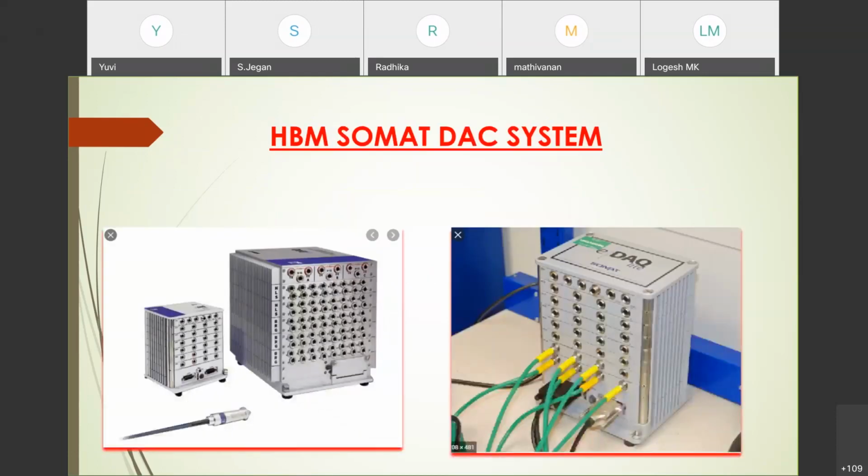So this is the DAC system we use for RLDA, which is the HBM SoMat DAC system. As I told you, you can see in the DAC system we have many layers. Based on the selection of sensors and the requirements, you can choose the layer, and you can keep adding layers until it reaches its maximum limit. With this, you can measure GPS data and all kinds of sensor data, etc.